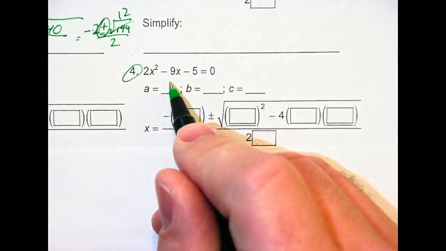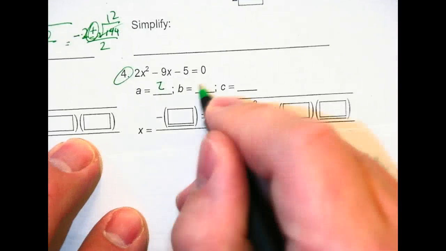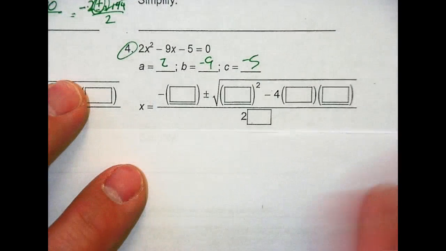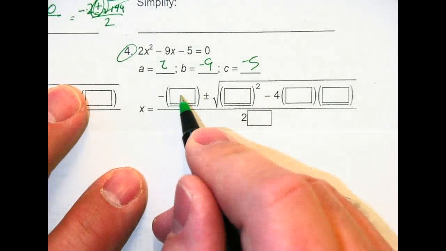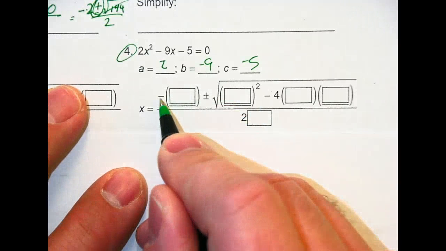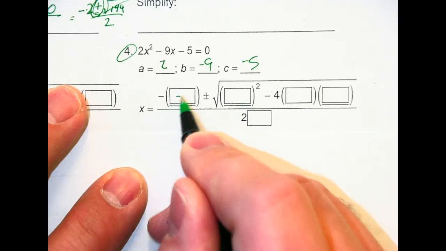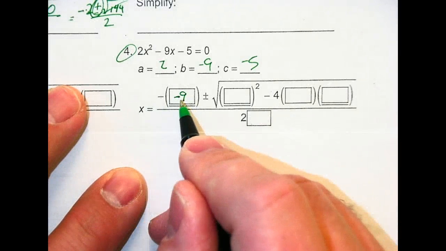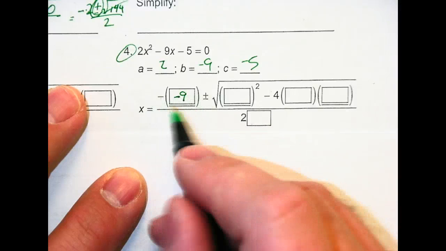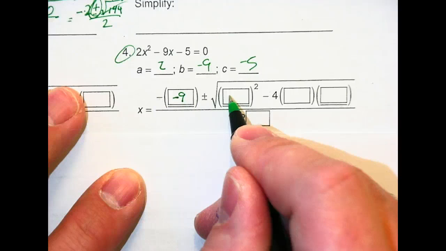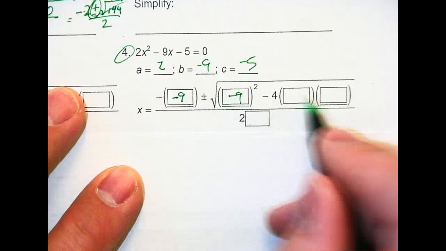So A is 2. B and C. Okay. So the opposite of B, what goes here? We're just putting B in, right? So we have negative 9. Okay, what's the opposite of negative 9? It's going to end up being positive 9 here in a minute. Those 2 negatives make a positive. Plus, what's B? Negative 9.